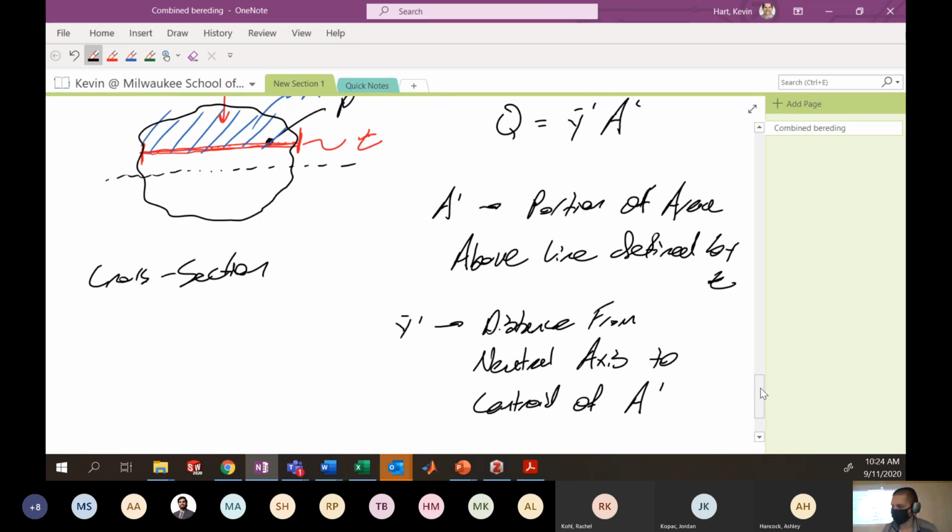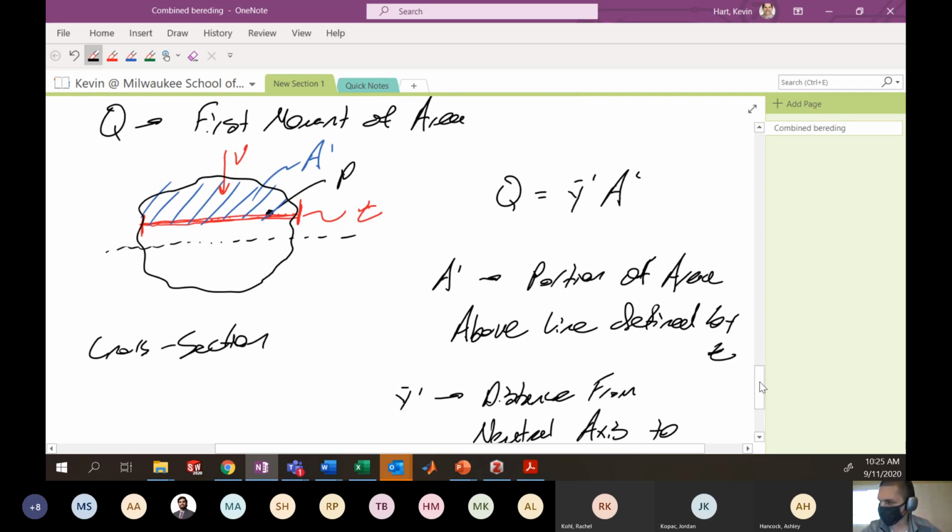All right. So, distance from neutral axis to centroid of A prime. Let's take a look at that. In our particular example here, here's our A prime again. It's this guy here. If we're looking at the centroid of that A prime, in generally the y direction, maybe that's right about here. Centroid is usually defined by this plus sign sort of thing. So here is your centroid of A prime.